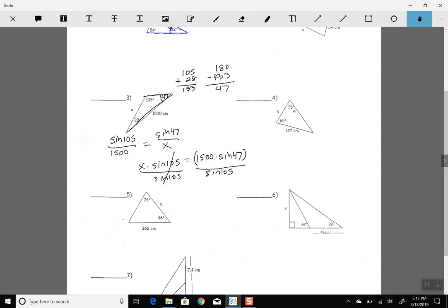Number 4, 75 goes with the 127. X, this side, is going to go with this angle over here, because again, this angle opens up to this side. So if I've got 65 and 75, that's going to be 140 degrees. So that means that this angle must be 40.